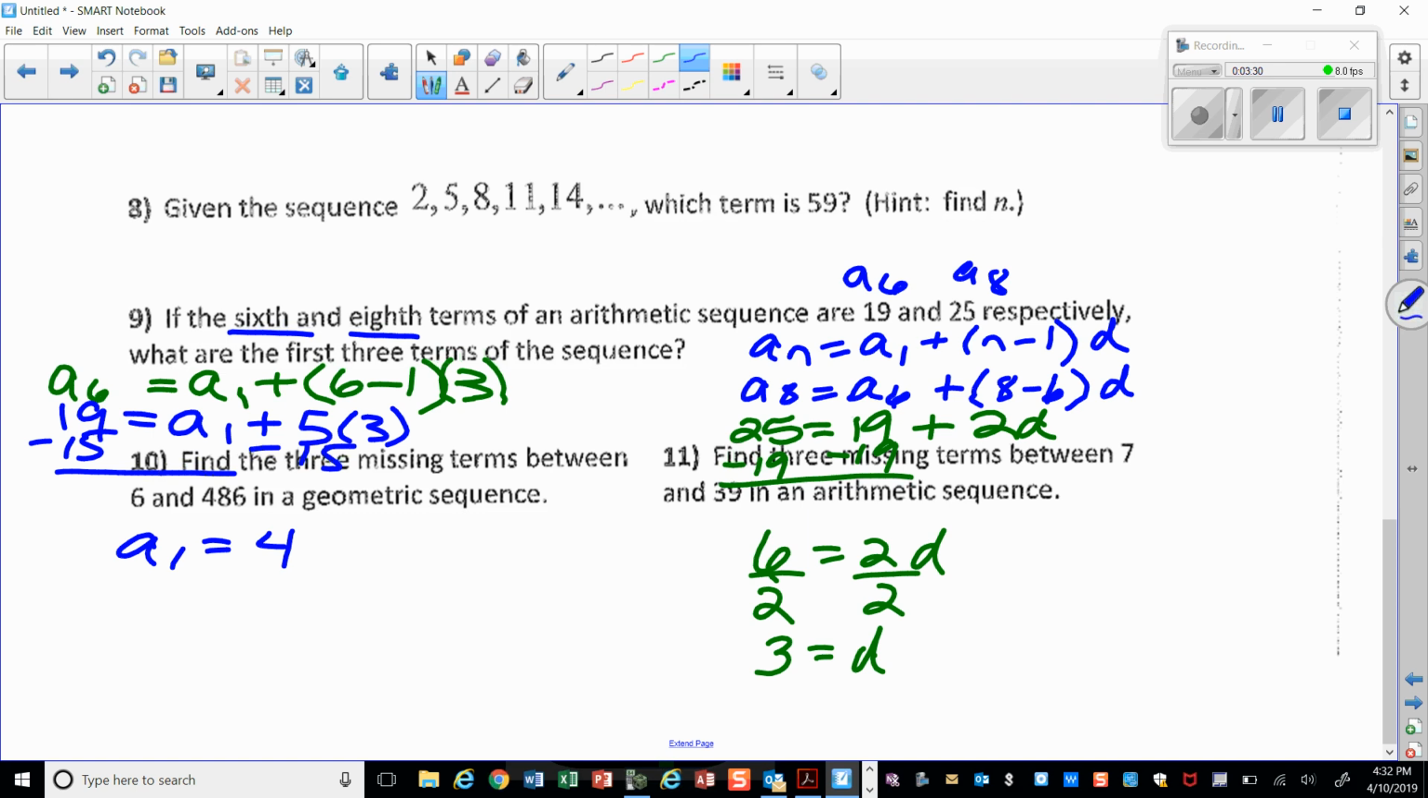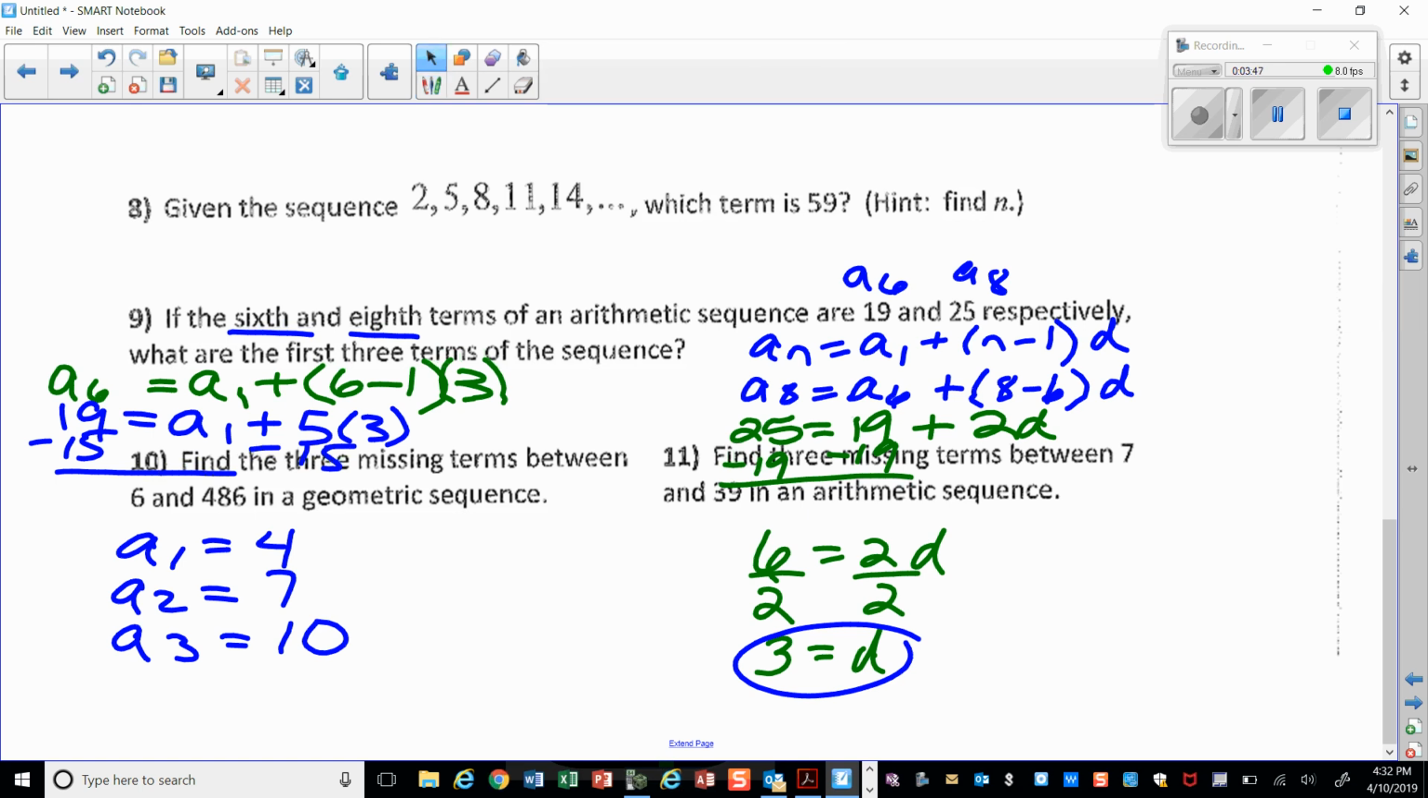And I know that the difference is 3, so a sub 2 would be 7, a sub 3 is 10, because it's arithmetic, so you just keep adding 3. There are other ways to do that, but that is one way that could be used, no matter how many terms you've got. All right, excellent, good job.